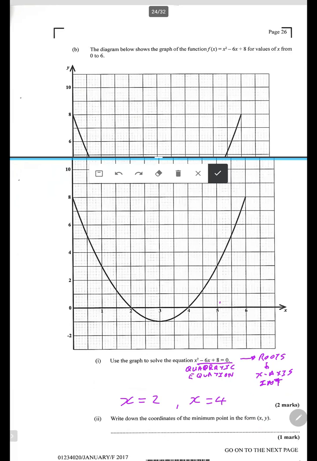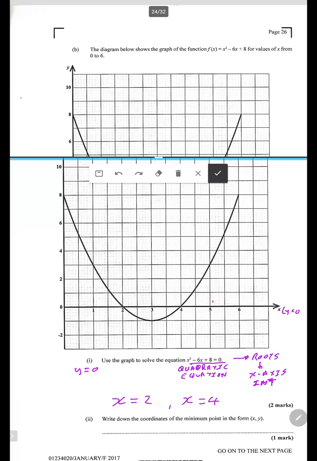This equation equals 0 is the same as saying y equals 0. And y equals 0 is the x-axis. So this is trying to find where the curve and the y equals 0 line intersect, which is here and there. So there are several ways to look at it, really. In any case, when you solve the equation, you're finding the roots, and the roots are the x-axis intercepts. All right, so that is that. Next part.